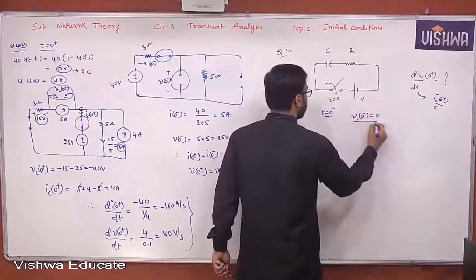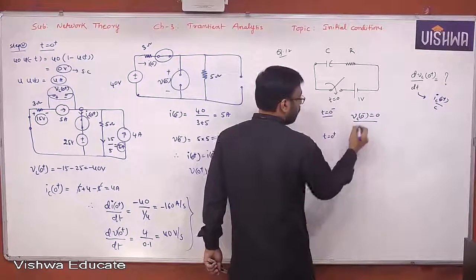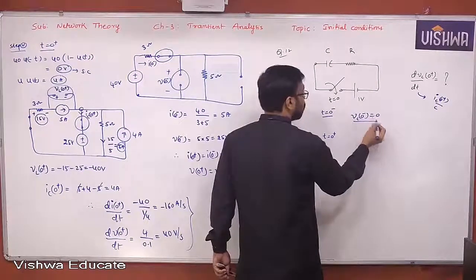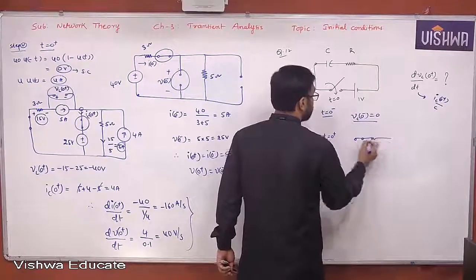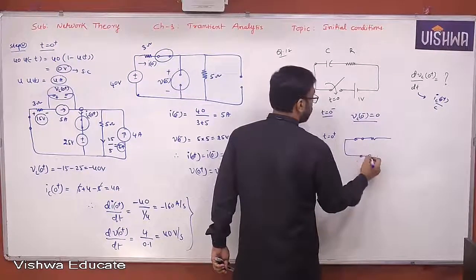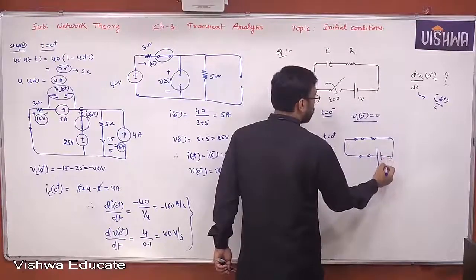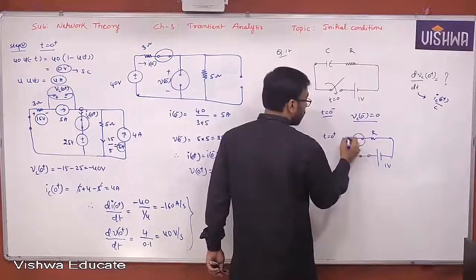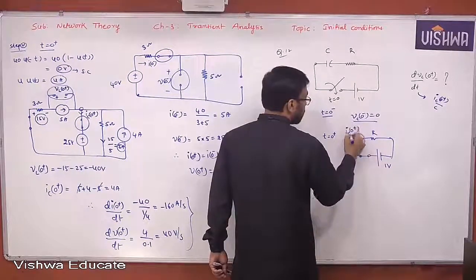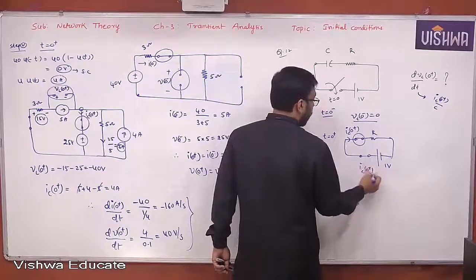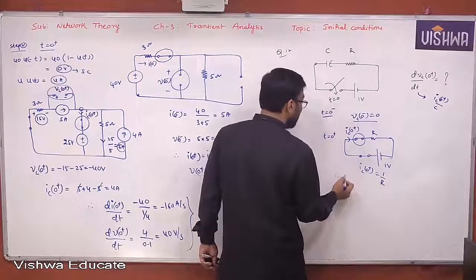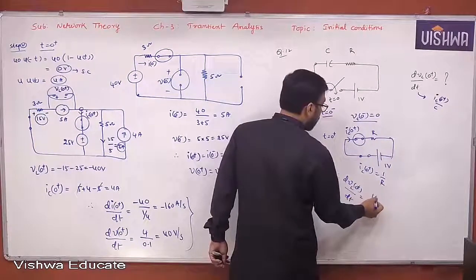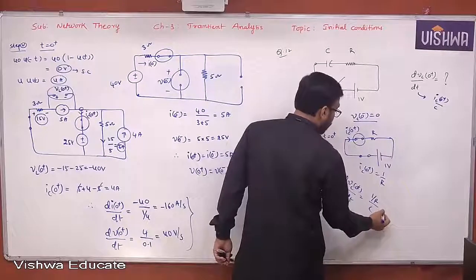I use this information to construct t equal to 0 plus. The voltage across the capacitor at t equal to 0 minus is 0, which is nothing but a short circuit. So short circuit, resistor, and then you close the switch and apply the 1 volt source, and this is R. Now what is the current flowing through the capacitor? IC of 0 plus is 1 by R. Now what is dVc of 0 plus by dt? Simply 1 by R by C. 1 by RC. This is the answer.